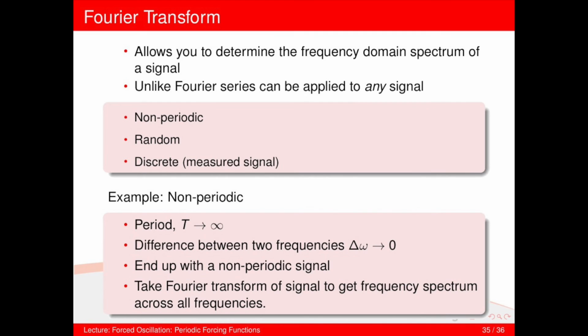Like I said, as t goes to infinity, you get a non-periodic signal, and then obviously you could take the Fourier transform, which will allow you to take the non-periodic signal in terms of time and get the frequency spectrum or the frequency domain signal.